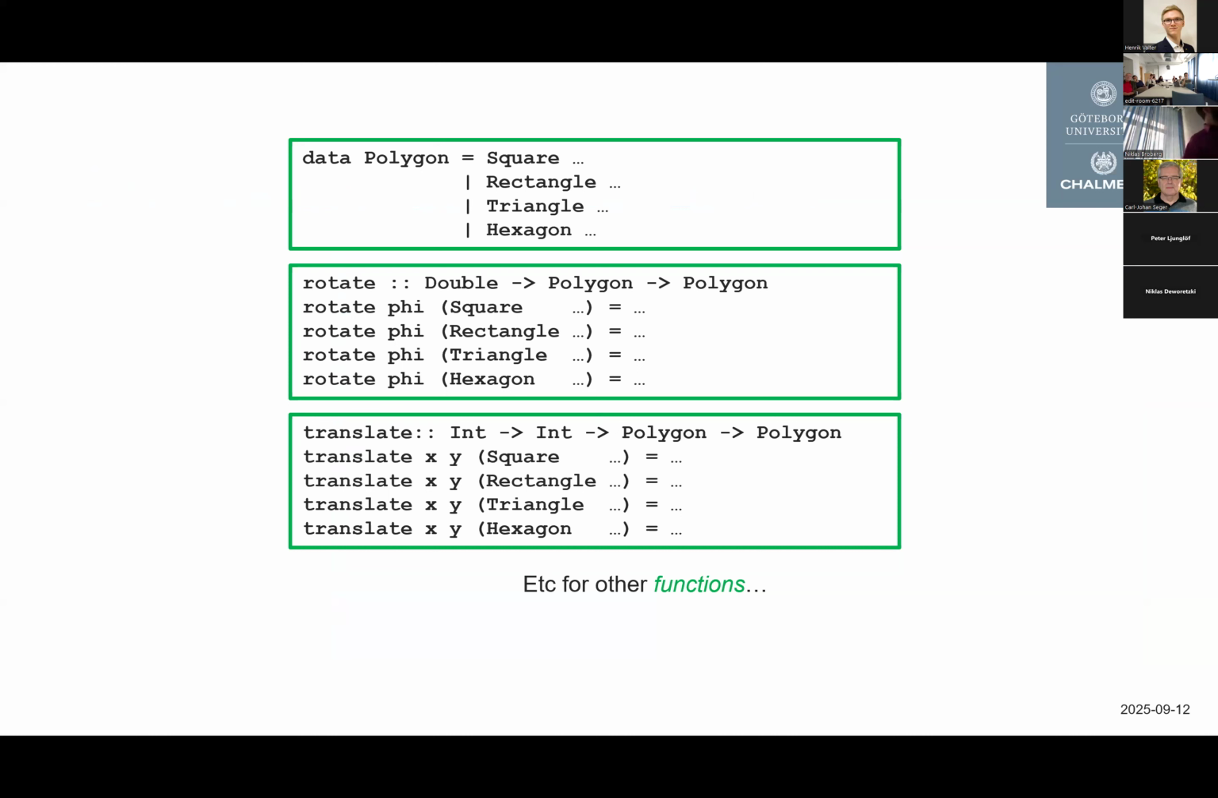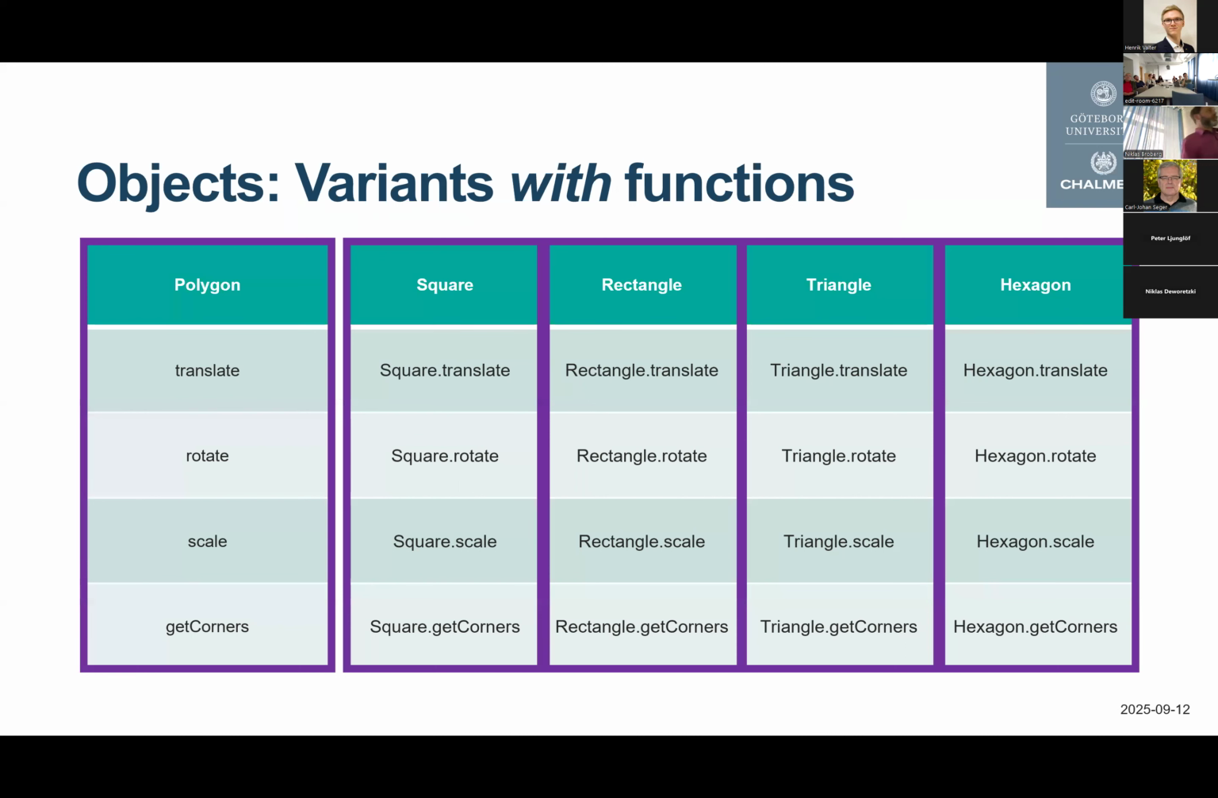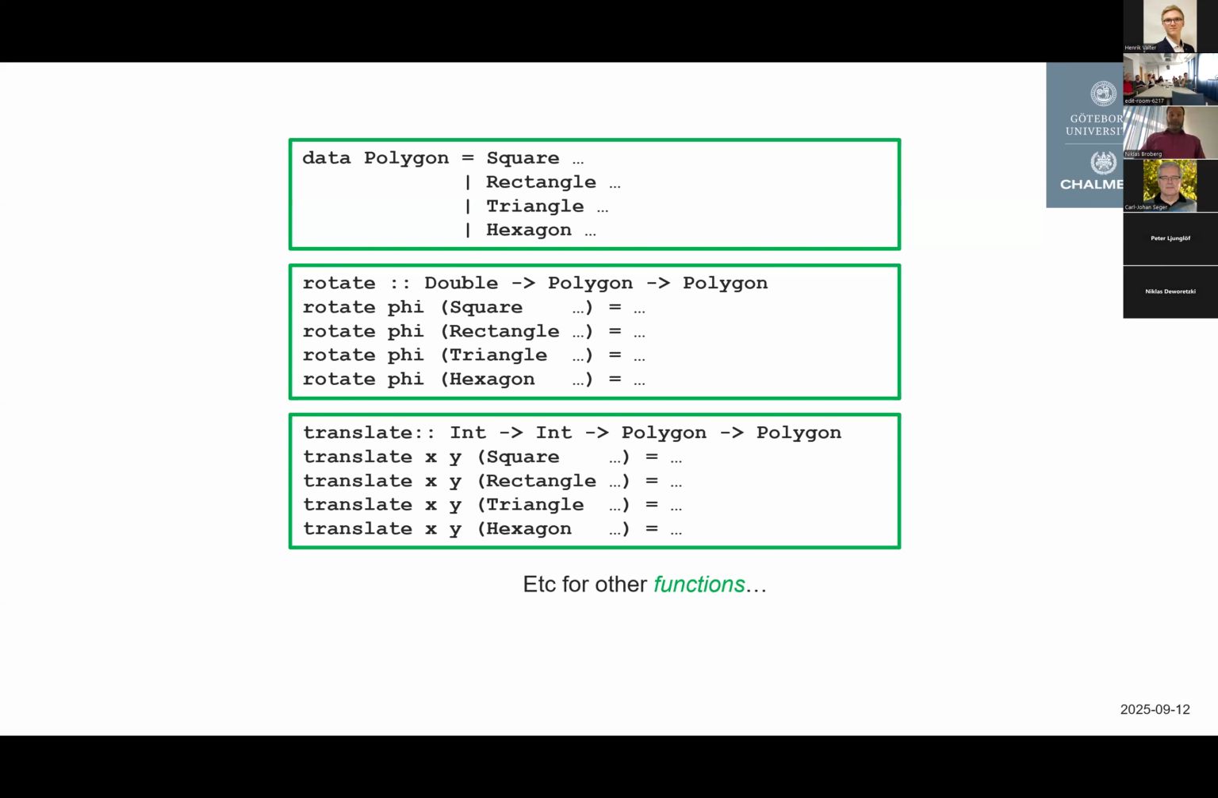And then we can freely define new functions, behaviors over this data type through pattern matching in this case. And we can go on and add scale and get corners and whatever other things we want to do. So if we look at the matrices again, here we have free extensibility in this direction. We can add more columns. And here we have free extensibility in this direction. We can add more rows. But we don't get the other, right?